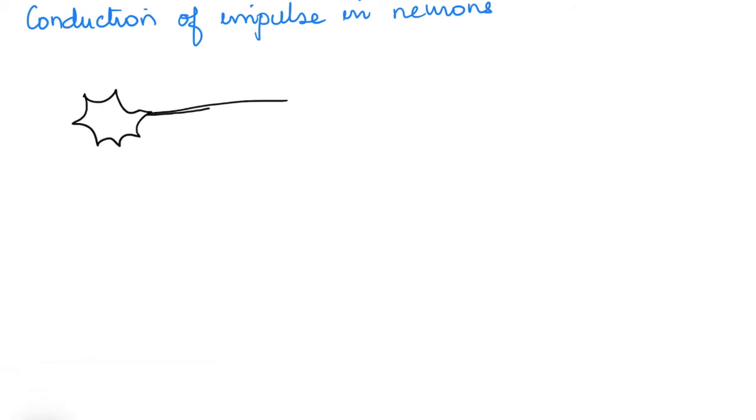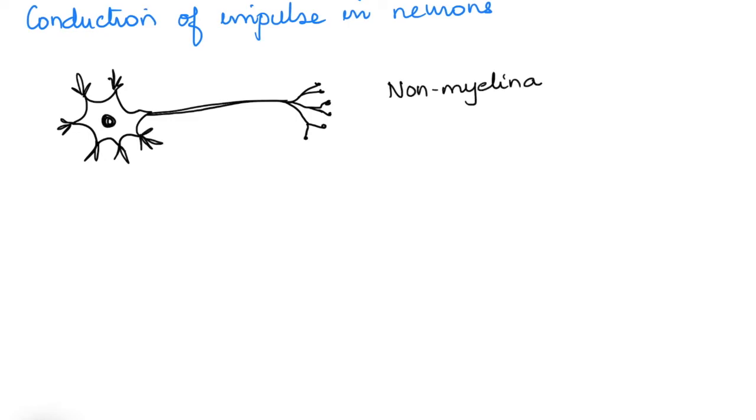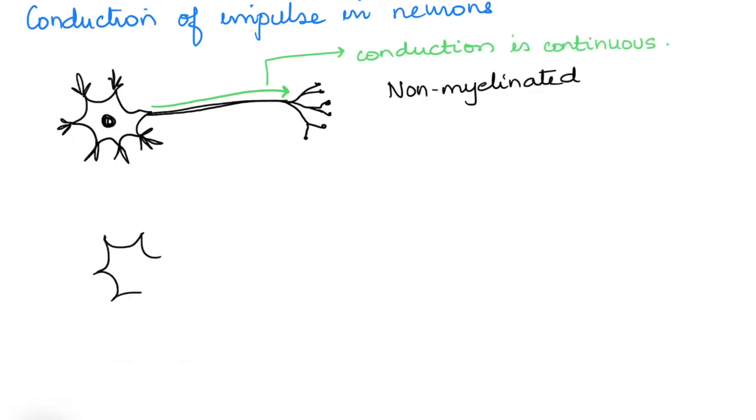Let us now have a look at the conduction of impulse in different types of neurons. On the basis of presence or absence of myelin sheath, there are two types of neurons. One is non-myelinated, that is without a myelin sheath. In this type of a neuron, the conduction is said to be continuous conduction. Whereas the neuron where there is presence of myelin sheath is called a myelinated neuron.